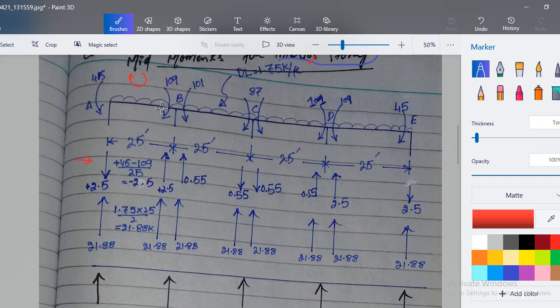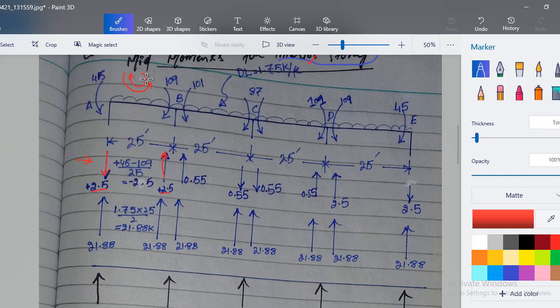Okay, so to bring this AB span or AB beam in equilibrium, we have to apply an anti-clockwise moment. So therefore the reactions you see here, this reaction will be in downward direction while this reaction will be in upward direction. So these reactions will produce an anti-clockwise moment which will balance that net clockwise unbalanced moment. So this is 2.5 and this is 2.5.